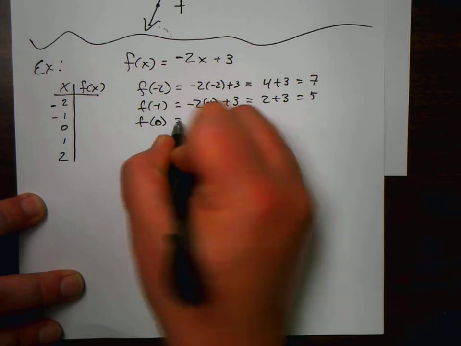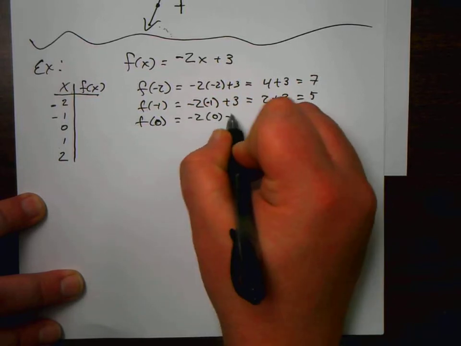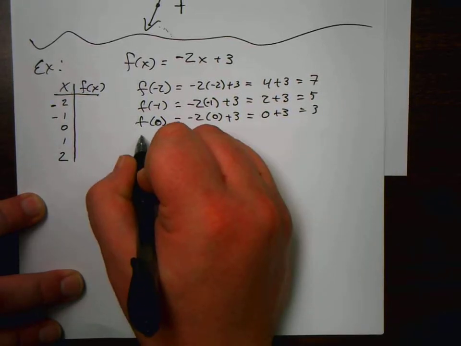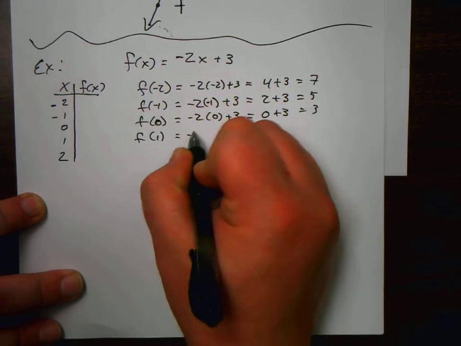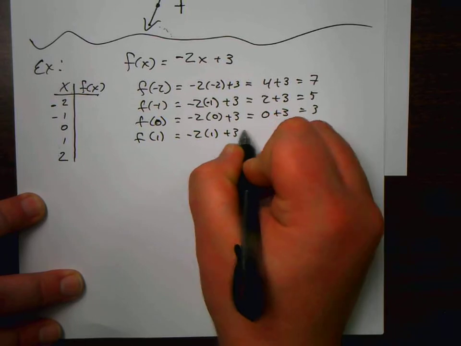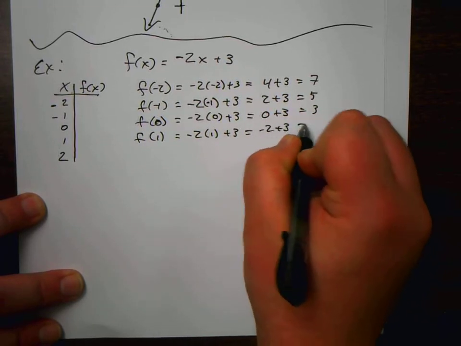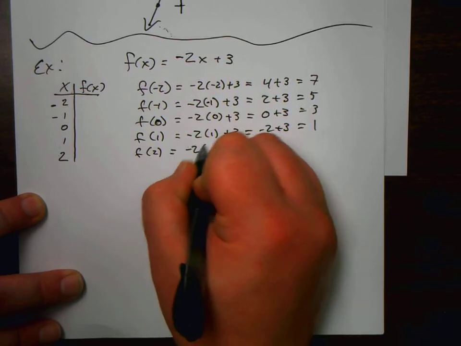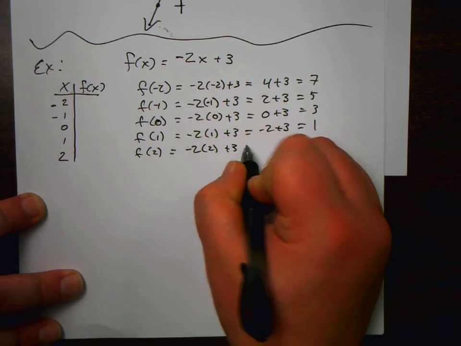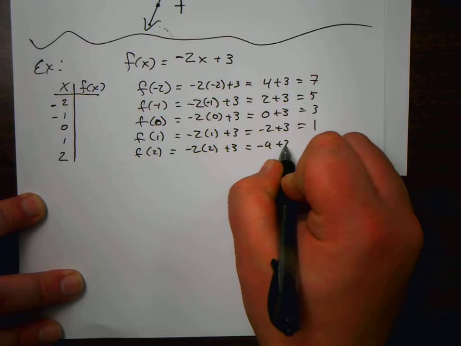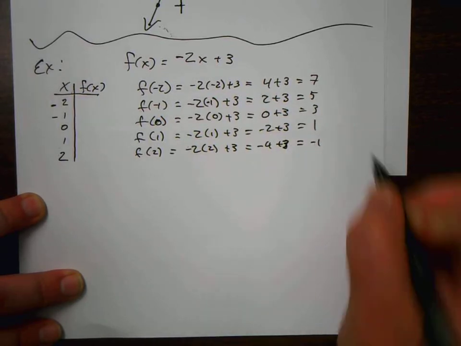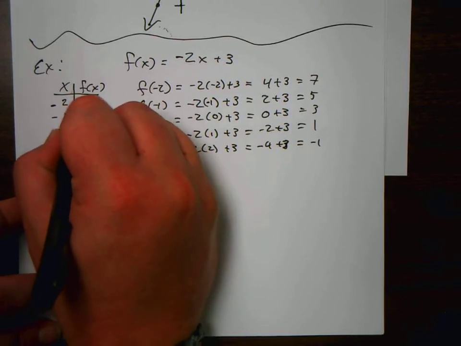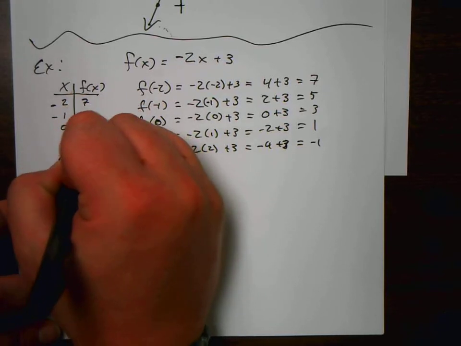F of 0, negative 2 times 0 plus 3, which is 0 plus 3, and that's 3. F of 1, negative 2 times 1 plus 3, which is negative 2 plus 3, which is 1. And f of 2, negative 2 times 2 plus 3, which is negative 4 plus 3, that's negative 1. So my values that correspond here are 7, 5, 3, 1, negative 1.